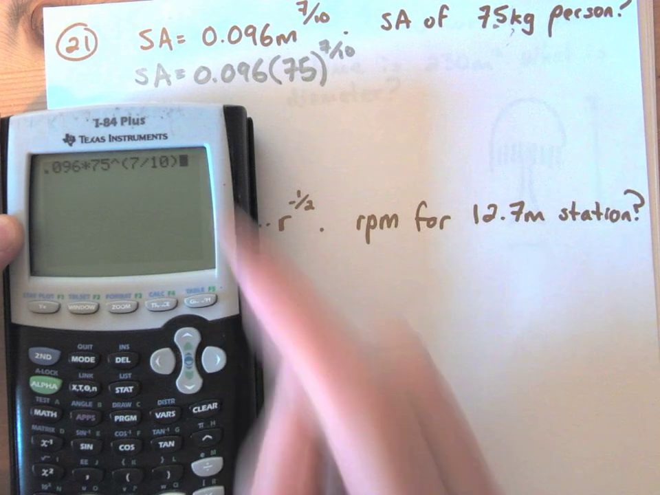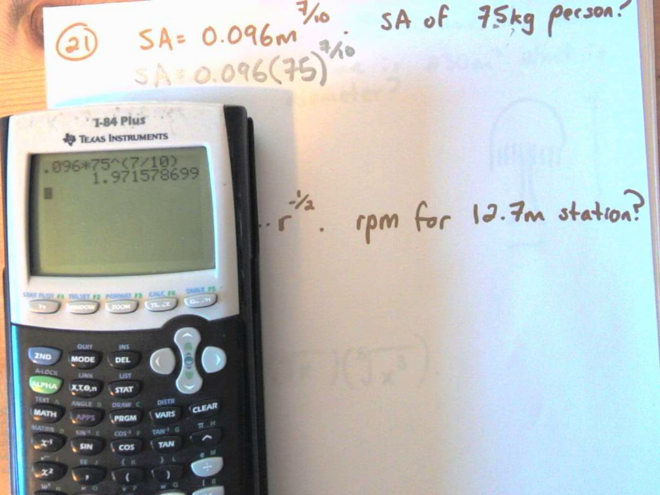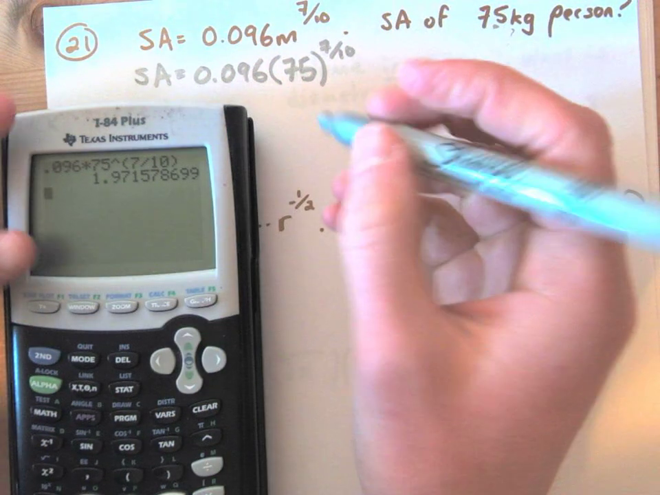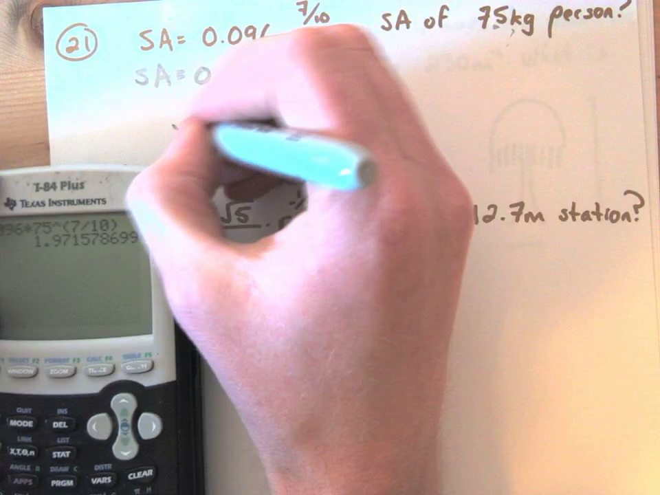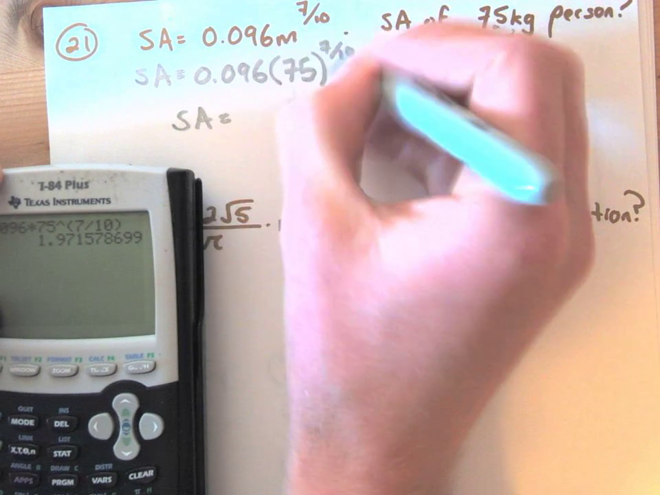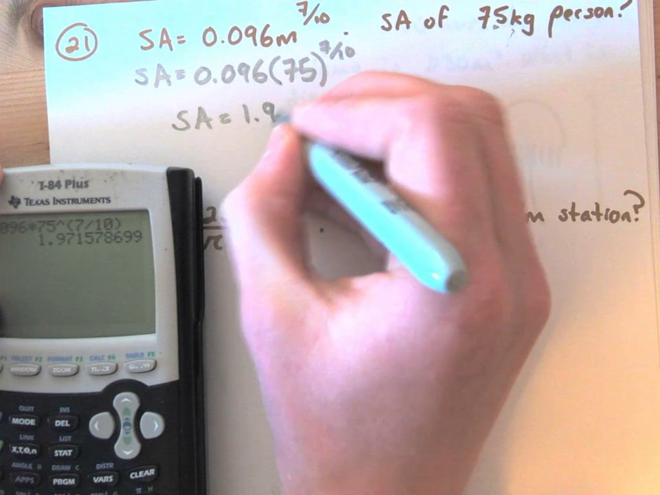So that's my answer, and then I hit enter and it says 1.97. So I can just write that because that's what this is. It's 1.97.